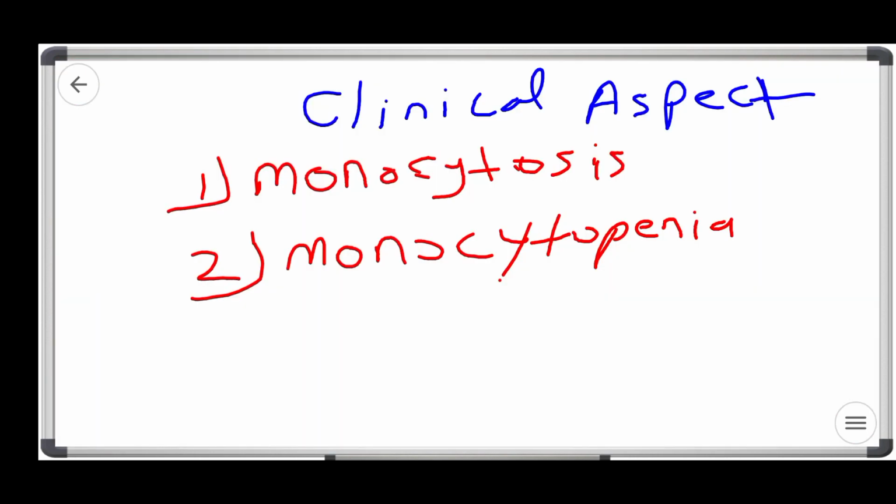Now discuss the clinical aspects. The first is monocytosis and the second is monocytopenia. Cytosis means increase, penia means decrease. Monocytosis is an increase in monocyte count, and monocytopenia is a decrease in monocyte count.